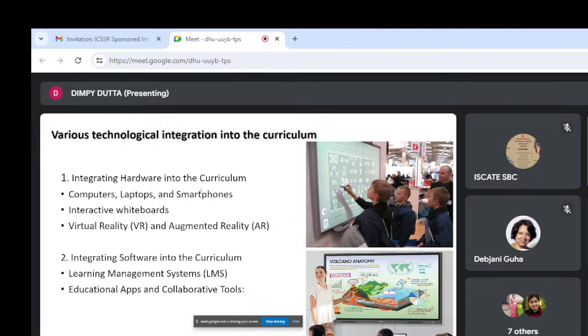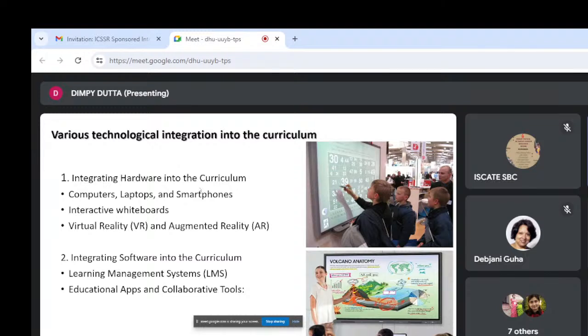Next we have integrating software into the curriculum. The first is the learning management system. It is, we can say, a web-based technology that is used to plan and implement the learning process. Some examples are Moodle, Google Classroom, etc., which also help to provide real-time interaction, plan the lesson content, and provide learning materials, content delivery, etc. So it makes it accessible for everyone, even those who are in remote areas.